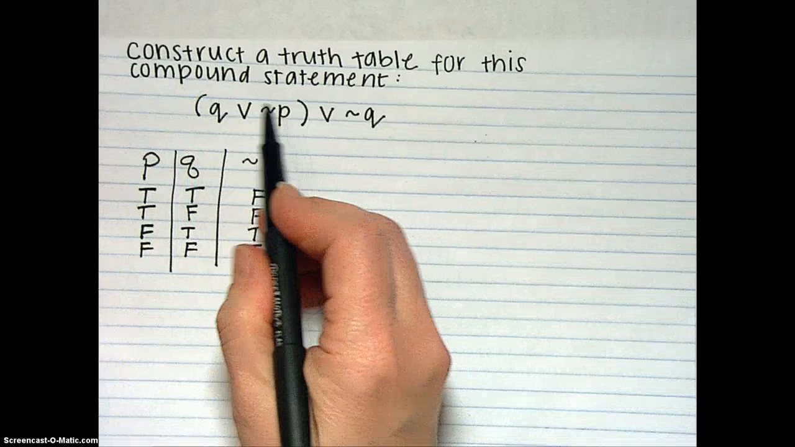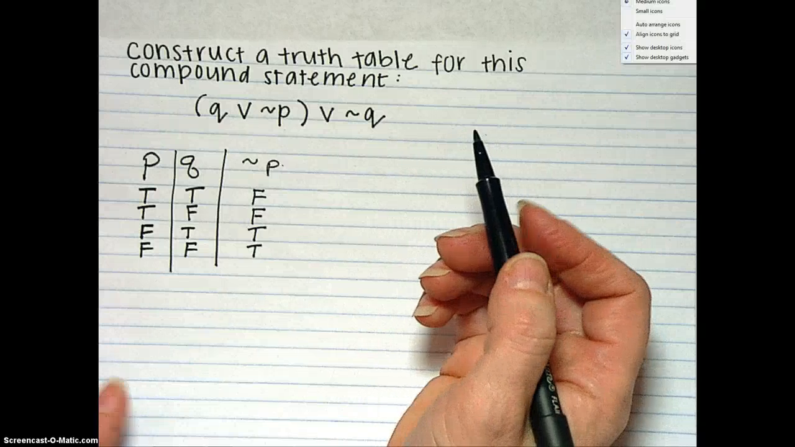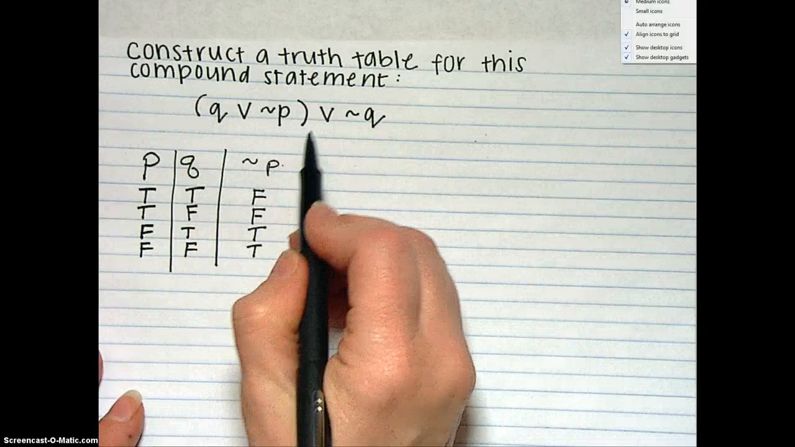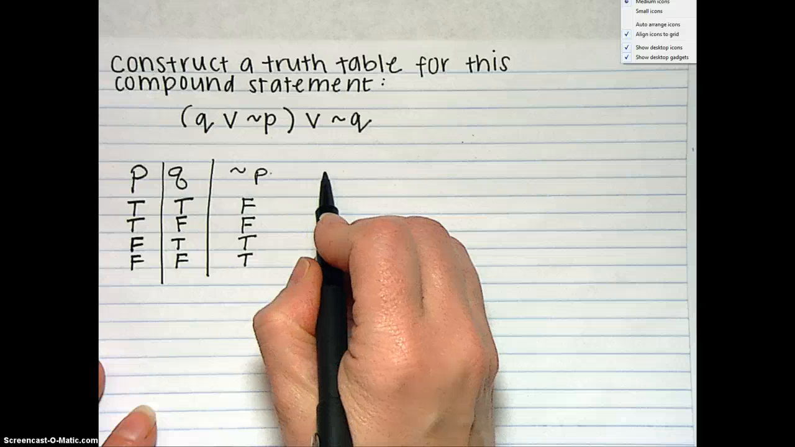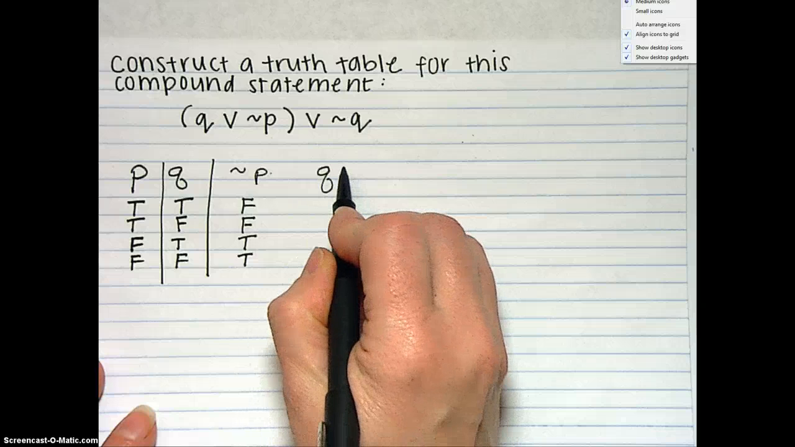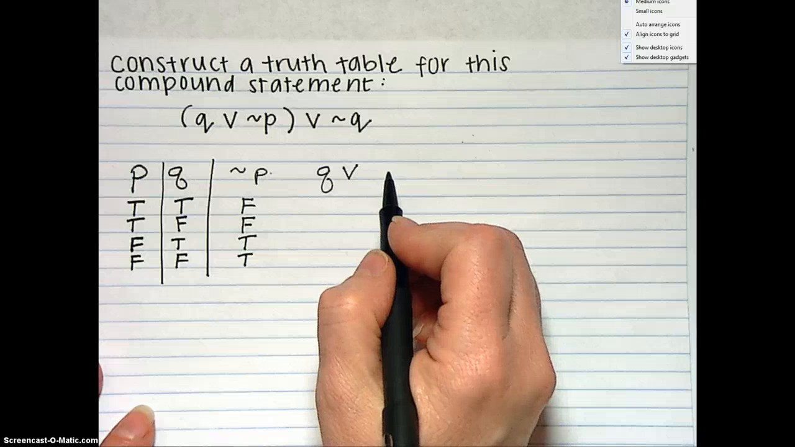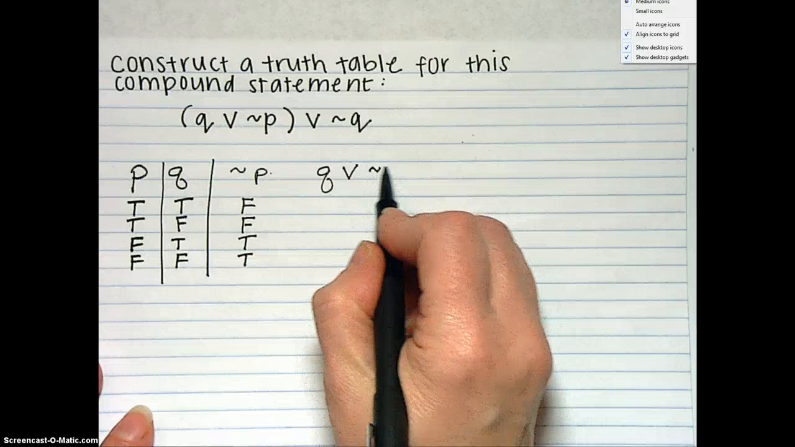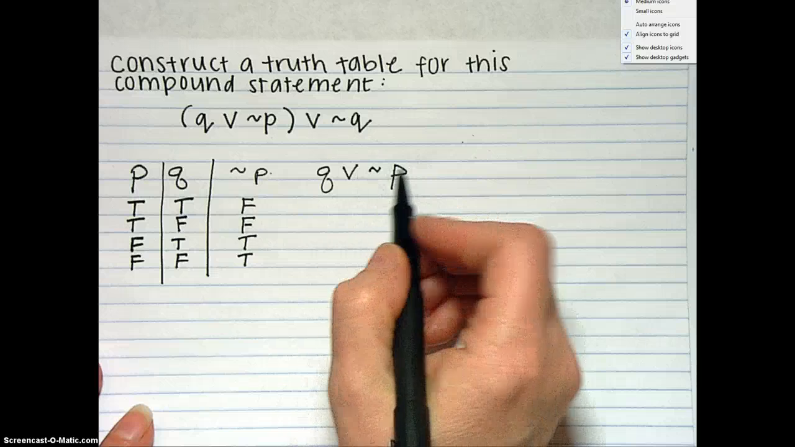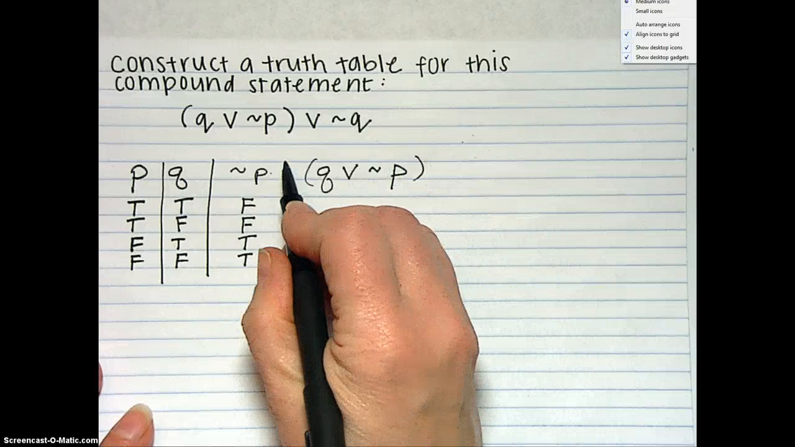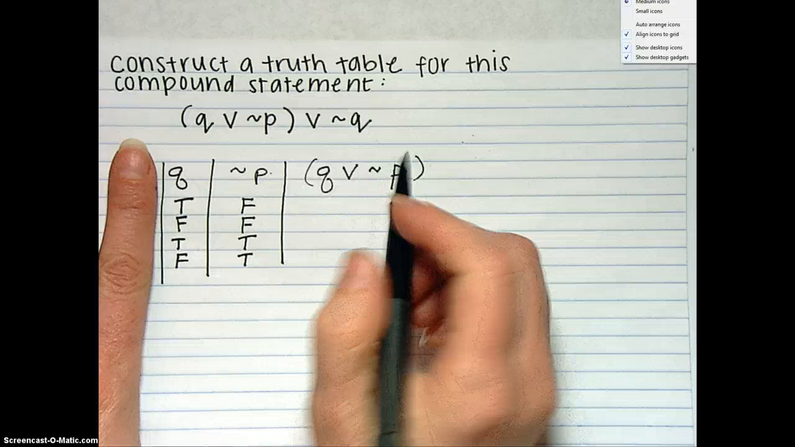Okay, so we saw this not P. We can go right from there to this statement. The Q, what's that, and or? Or. Q or not P. So there's Q or not P. We can go right to there. And all that is now these two.